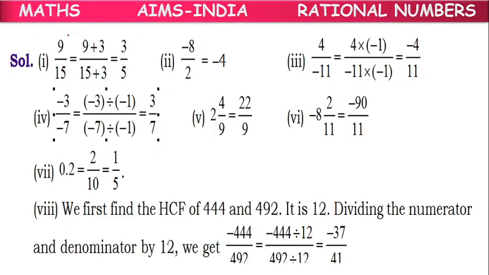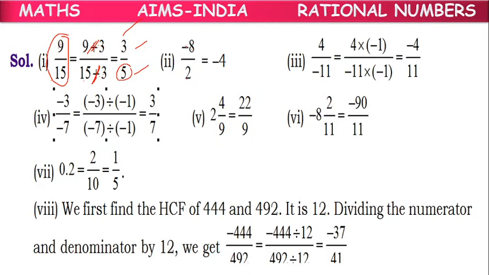First question, we have 9 by 15. Both of them are divisible by 3. Sorry children, here 9 by 3, 15 by 3. Both of them are divisible by 3. So 3 by 5. So denominator is positive. So this is the standard form.